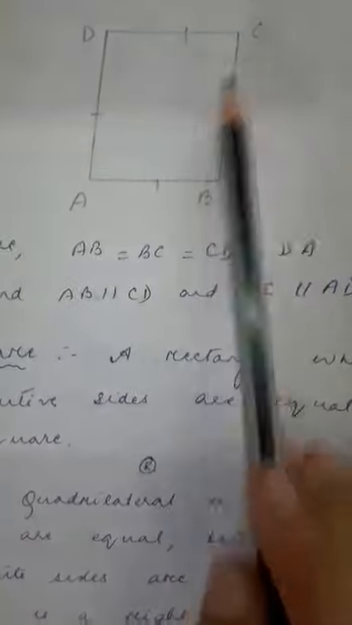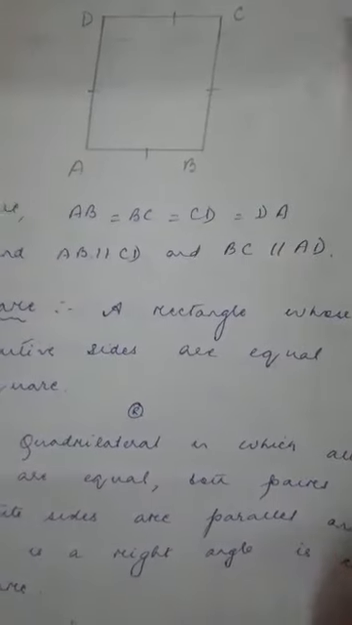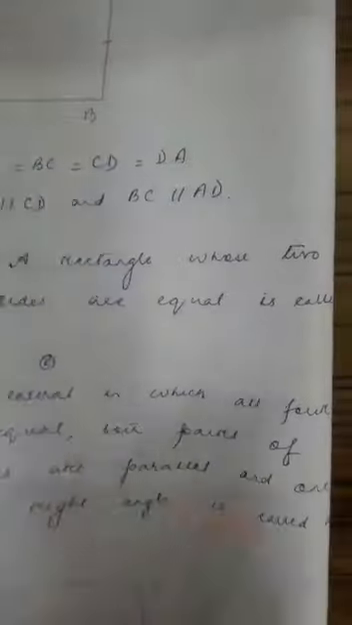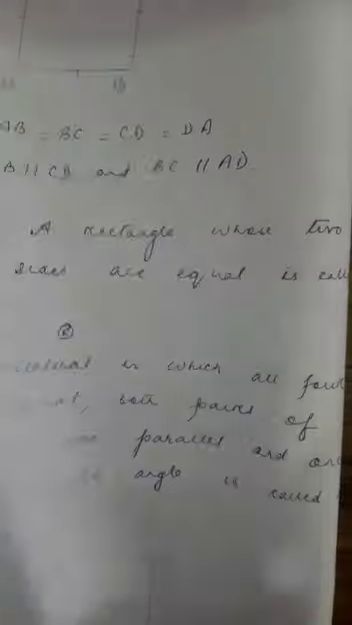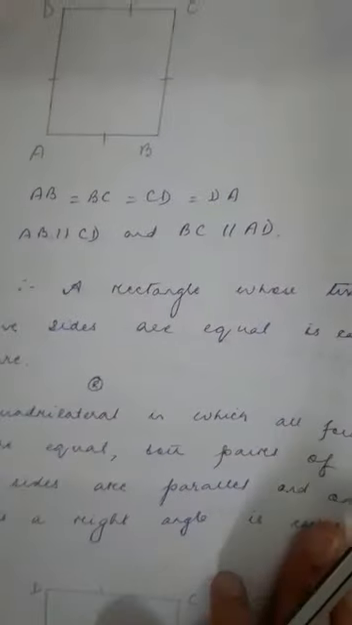So in a rhombus, all the sides are equal and also the opposite sides are parallel. That is, AB is parallel to CD and BC is parallel to AD. Right. So we got trapezium, we got your parallelogram, rectangle, rhombus. Now we will go to square. I think everybody is familiar with the word square.